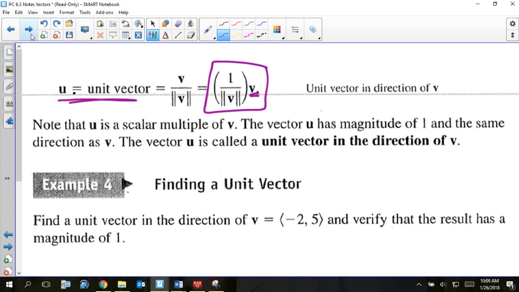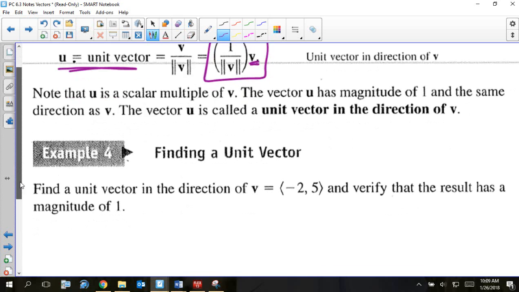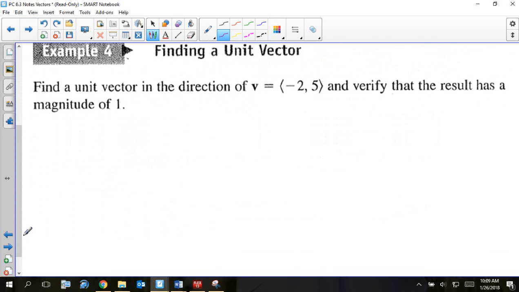So on the unit vector, this is the formula to find a unit vector from a vector. You take the original vector and you multiply it by 1 over its magnitude. So here is finding a unit vector, vector v. The component form is -2, 5. That means from start to finish, from the first point to the last point, we go left 2, up 5. That's the direction the vector goes. Left 2, up 5.